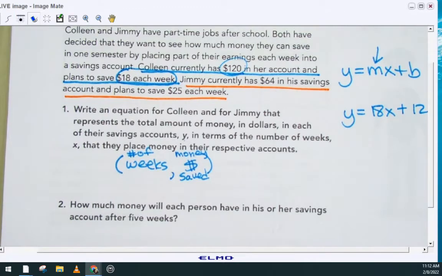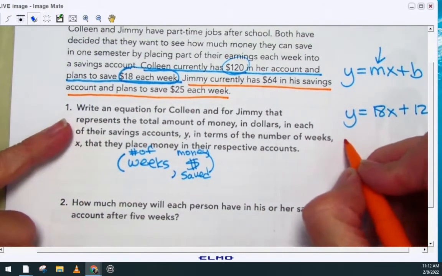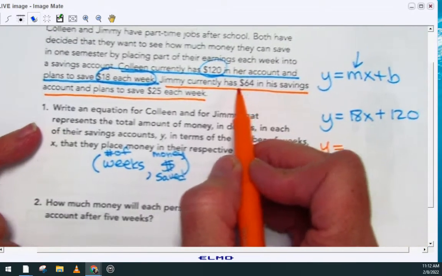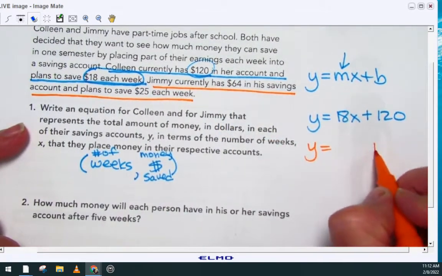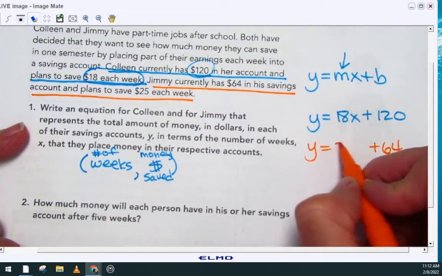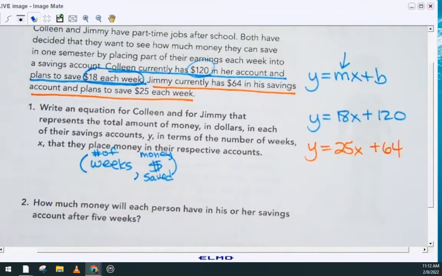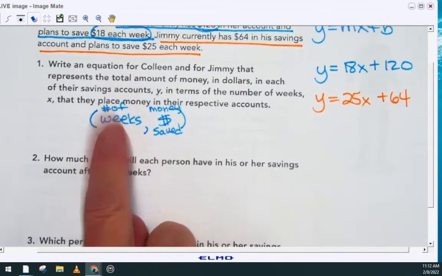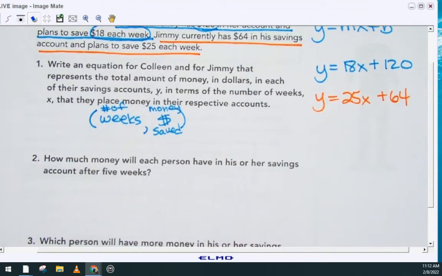Okay, so now we need to do Jimmy. So Jimmy currently has $64. That's how much he already has in a savings account. So that's 64. He's going up $25 each week. So he would be 25x. How much money will each person have in his or her savings account after 5 weeks? So 5 weeks is the X value. So we're going to replace X with 5.